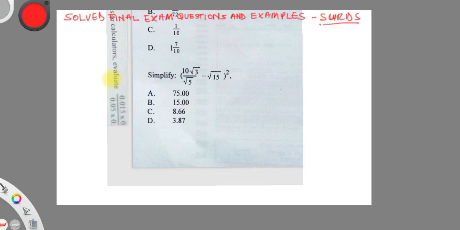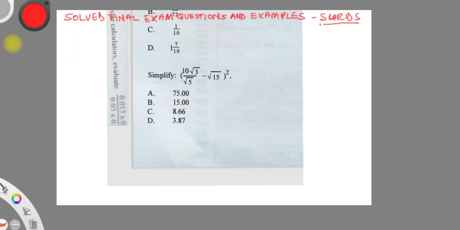Surds. Okay, so this is an objective question. You are supposed to simplify. So how do you simplify this? It is (10√3 over √5 minus √15) all squared. You are supposed to simplify. Hope you know this.